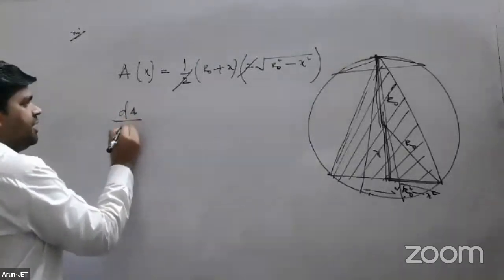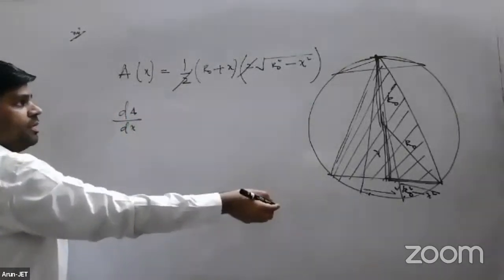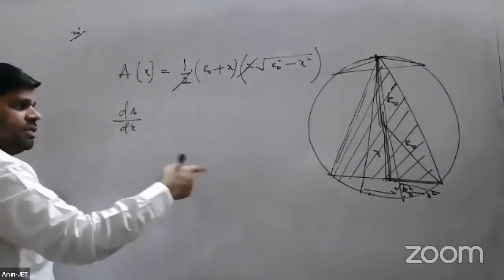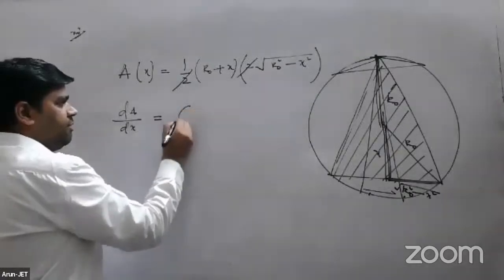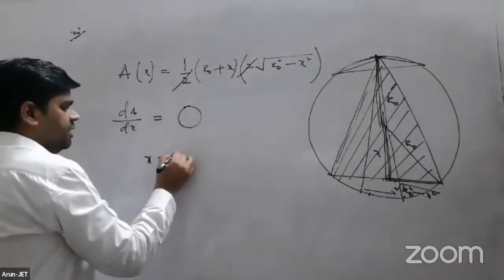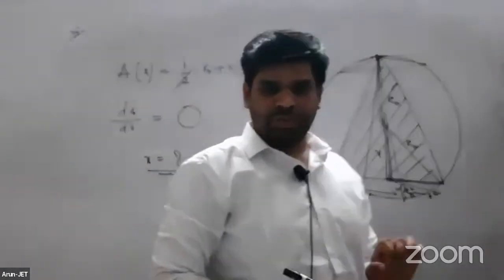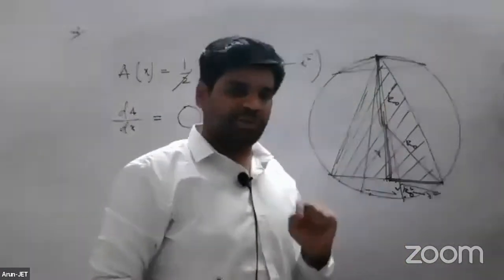Again, what do I do? I differentiate. Now this is not a quadratic function to plot, so I cannot quickly plot this function. So I differentiate this and go further. dA/dx, I equate it to 0. Whatever x I get is my answer. This is one way of doing it. There is yet another way of doing it.